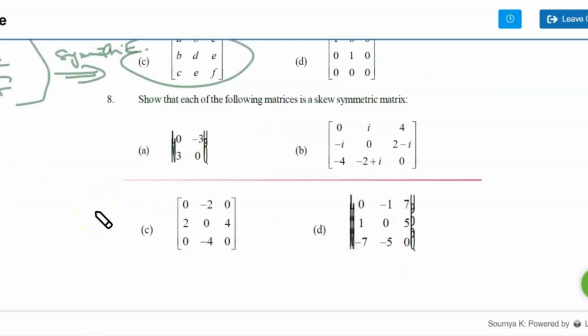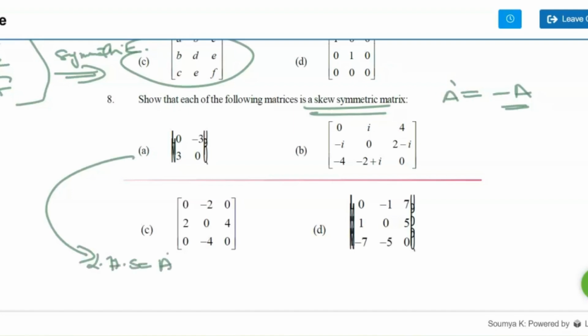Next question is skew symmetric. You have to find out. So the skew symmetric condition is A transpose will be equal to minus A. It is not A this time, it is minus A. Okay, so negative of the matrix. So let's do this first question. Left hand side is equal to A transpose. A transpose is equal to 0, minus 3, 3 and 0. This is A transpose, okay?